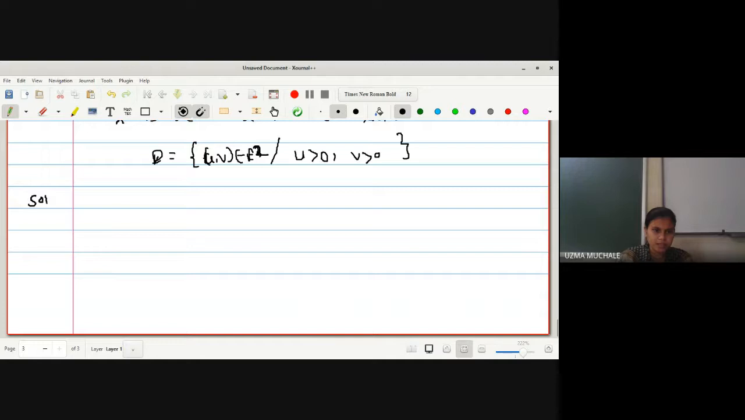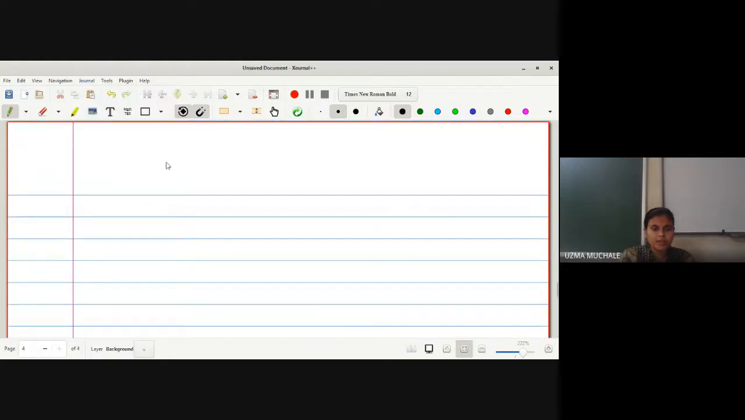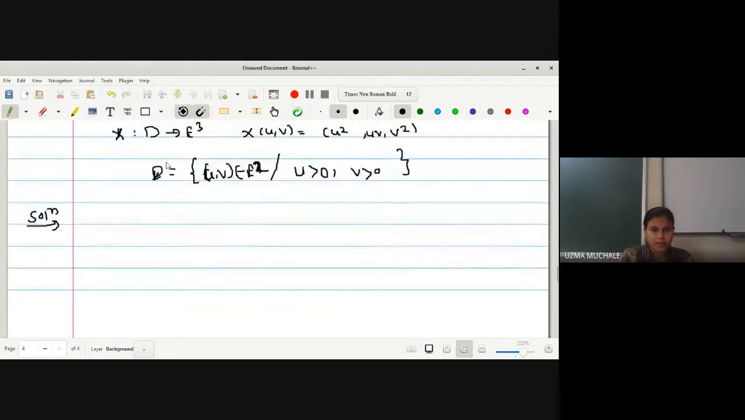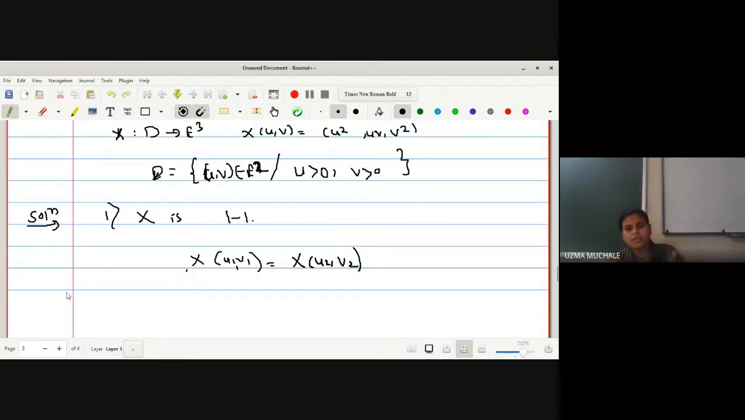We know the definition, whether we want to show it as a coordinate patch or a proper patch. So first we should show that x is 1-1. How to show that the mapping x is 1-1? We have to show that if x of u1 v1 is equal to x of u2 v2, then u1 is equal to u2 and v1 is equal to v2.